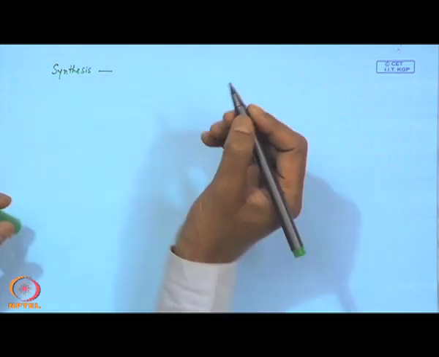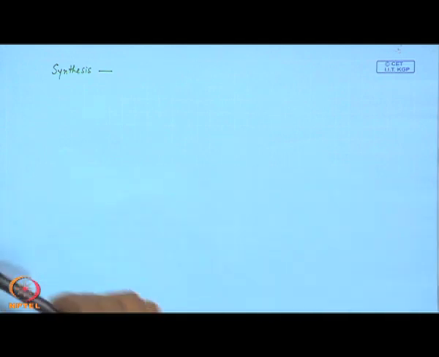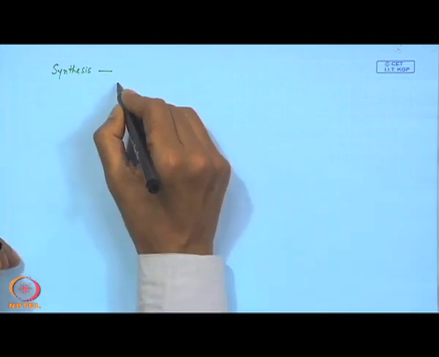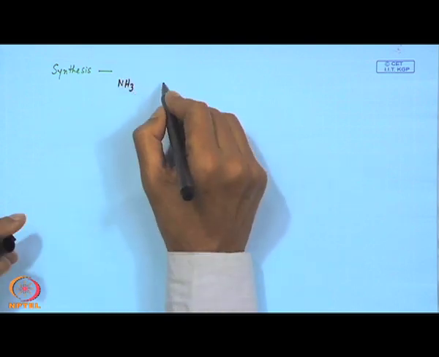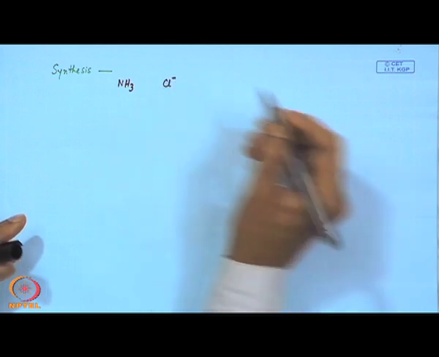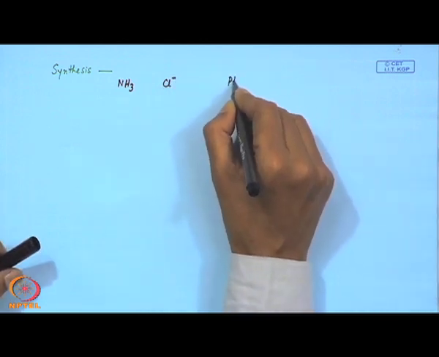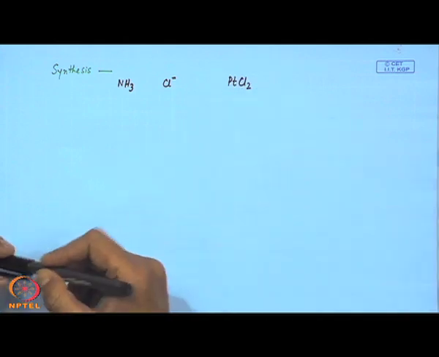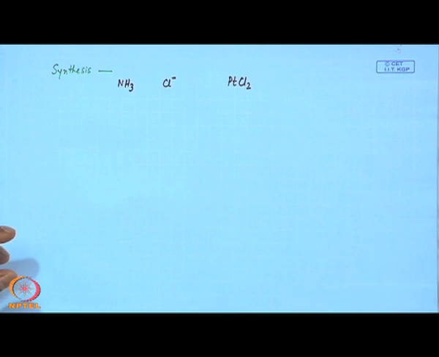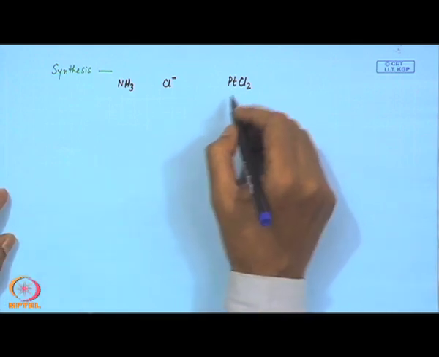So, synthesis of these two compounds should definitely be a challenge for us, because we will be playing with two different types of ligand. One is the NH3 group, another is the Cl minus, and the starting compound for these two is the corresponding chloride salt. That means we are taking the platinum chloride salt and trying to put this particular ligand.